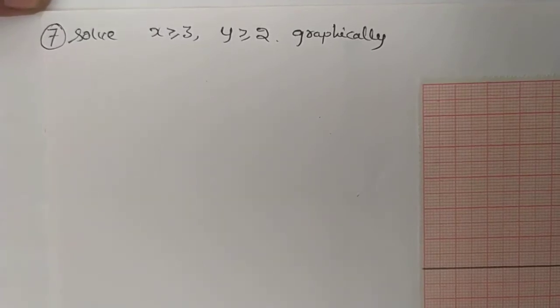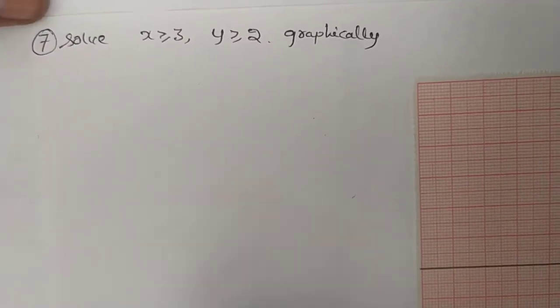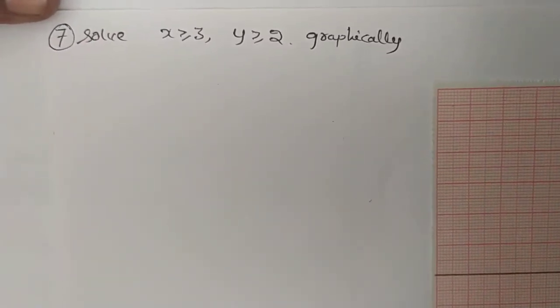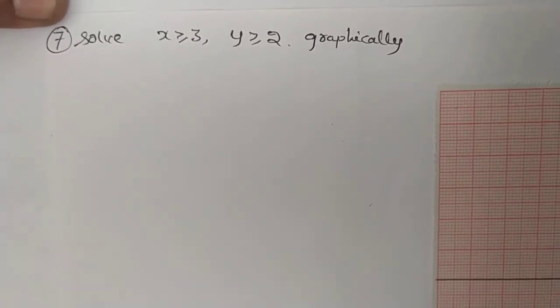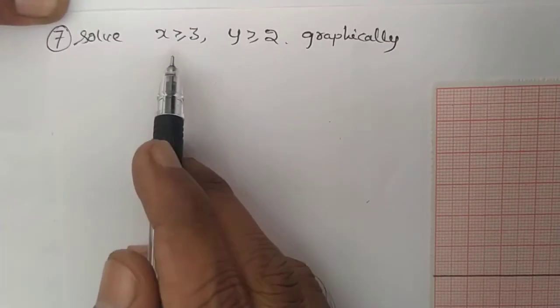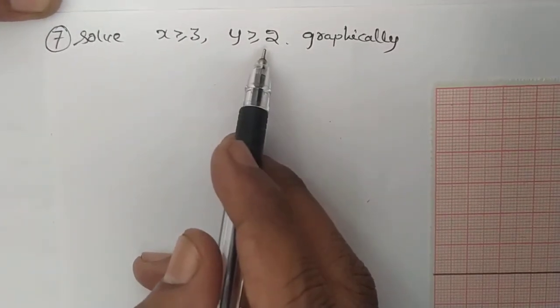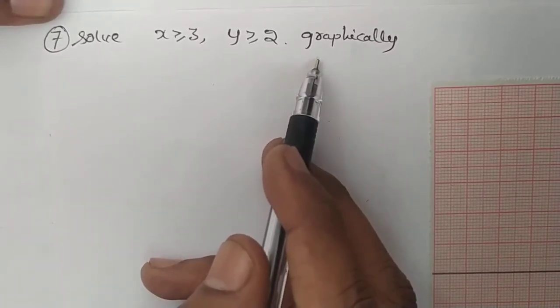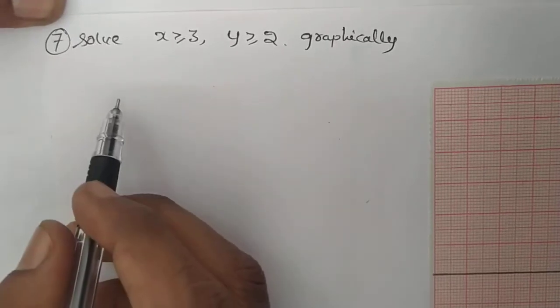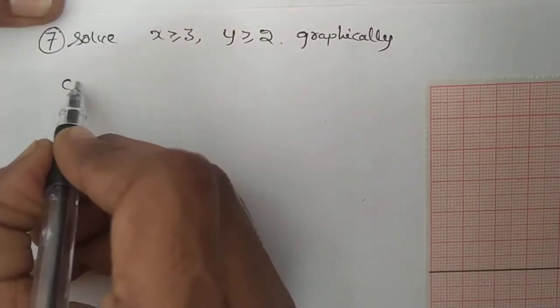In our previous class, we solved some questions on solving inequalities graphically. In this class also, we are continuing with the same type of questions. Here we have one more question: solve x greater than or equal to 3, y greater than or equal to 2 graphically. I already told you in the previous class that whatever the inequality is given, we have to consider equal.